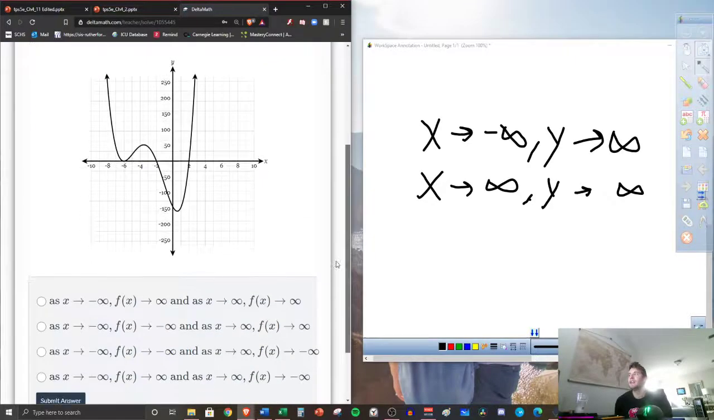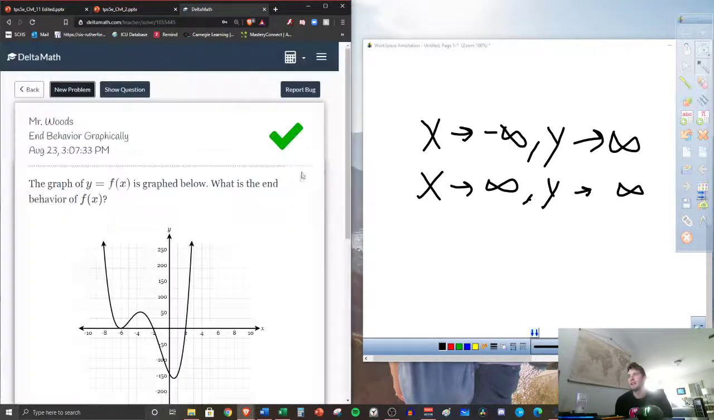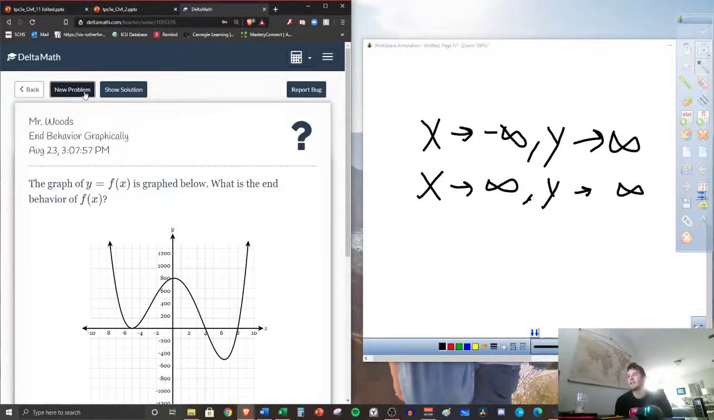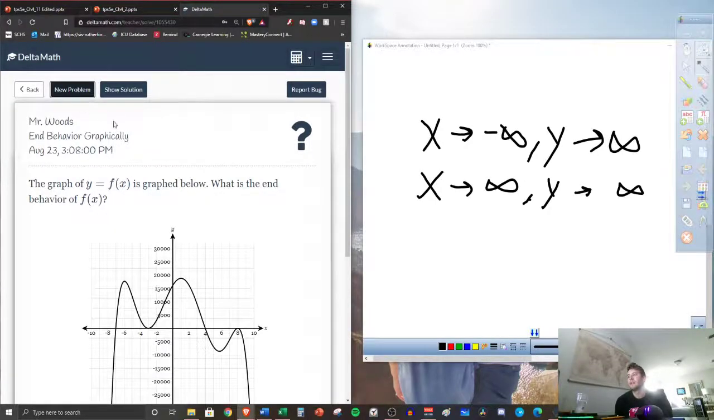Here's one here, and this one looks pretty much like the other one. So go ahead and answer. Once again, both are going up. So as x goes to negative infinity to the left, it's going up. As it goes to the right, it's also going up. So it's this one here. Let's find an interesting one. All right, we'll do this one.